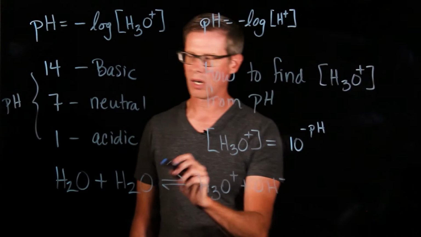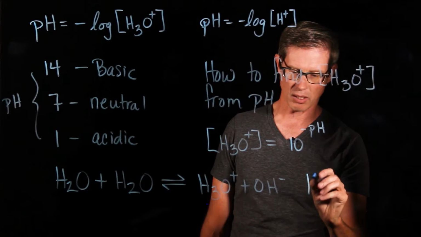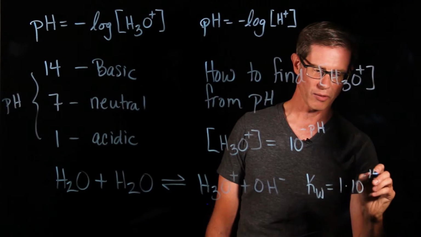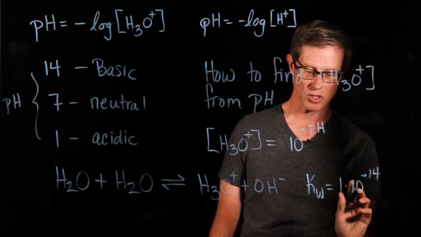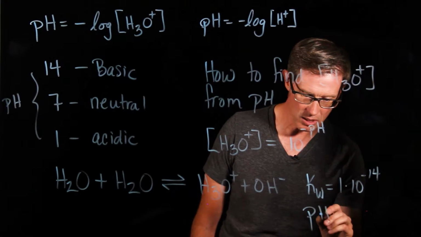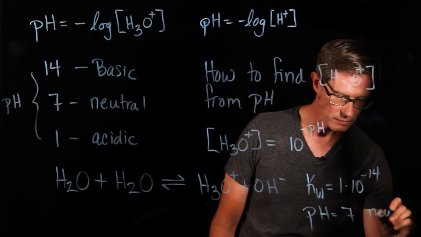There's a very special constant that's associated with this reaction. This constant, we call it Kw, equals 1 times 10 to the minus 14. And it's a constant, it doesn't change. So when we have this reaction, we also have a pH equal to 7. This is a neutral solution.